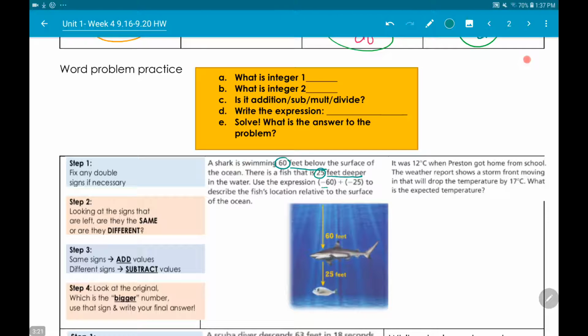Okay, so they give us the expression for this. So integer 1 is negative 60. Integer 2 was negative 25. All right, this is in fact addition. So I can see that little plus sign there. And my expression is negative 60 plus negative 25. All right, let's go ahead and solve this.